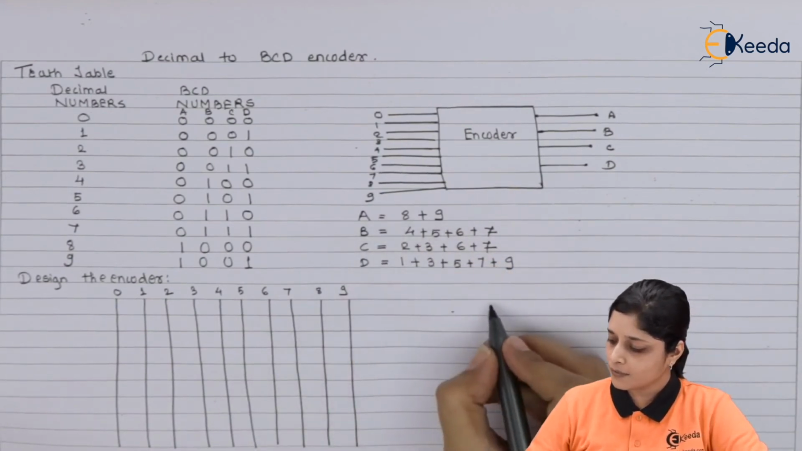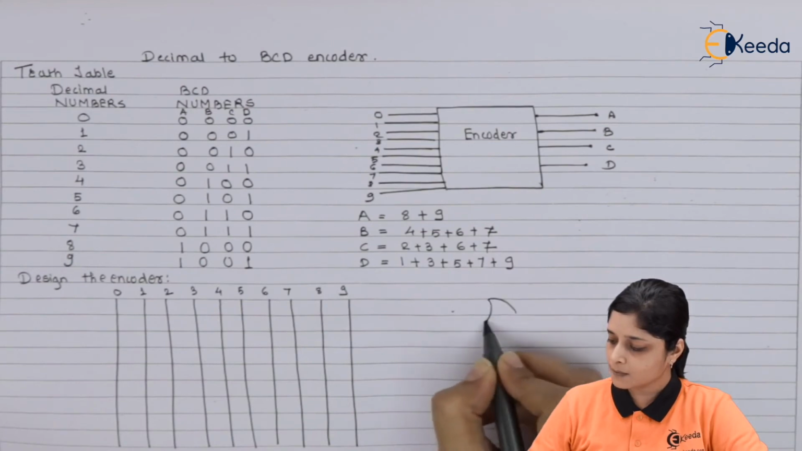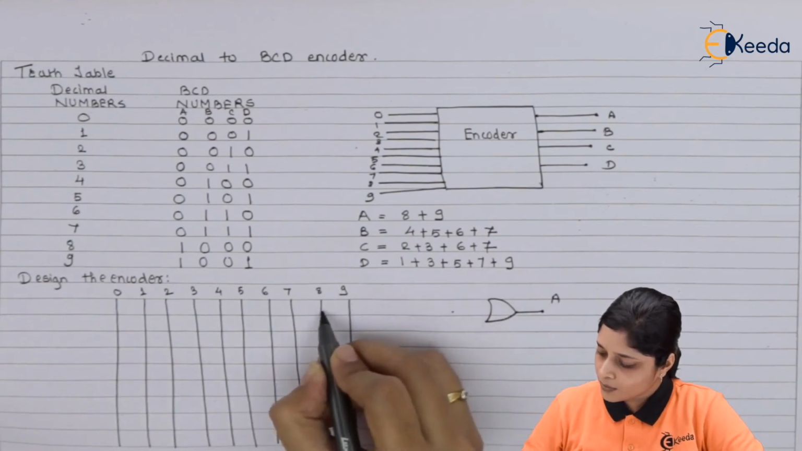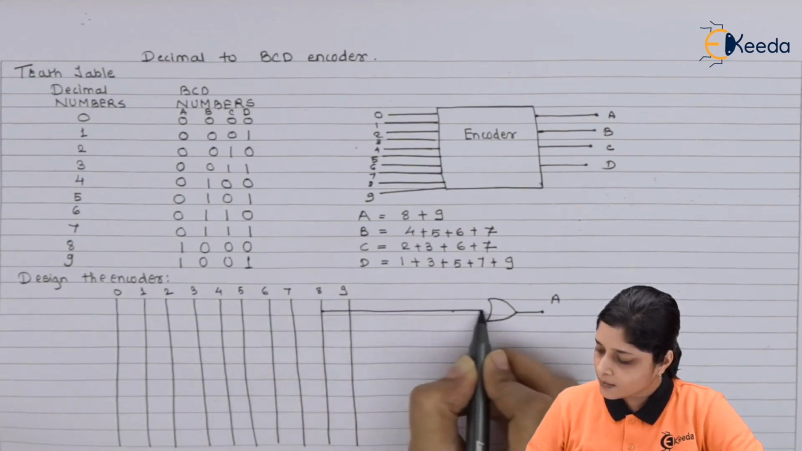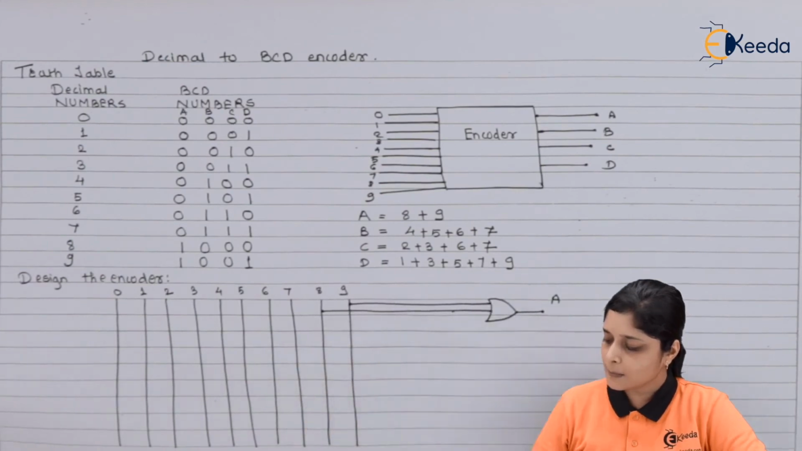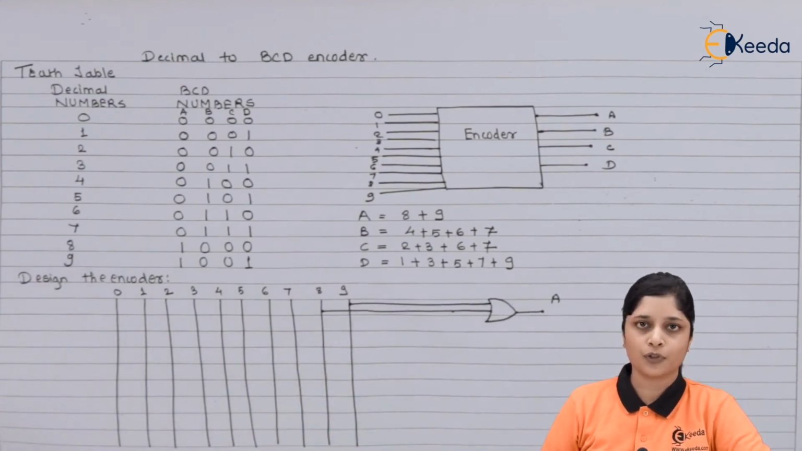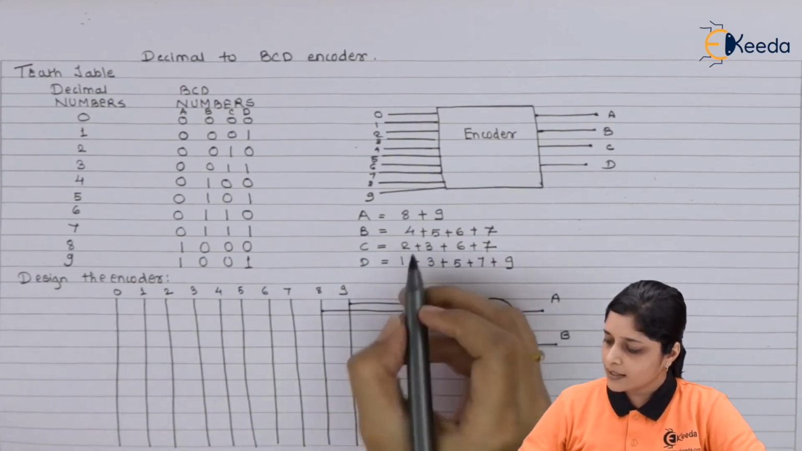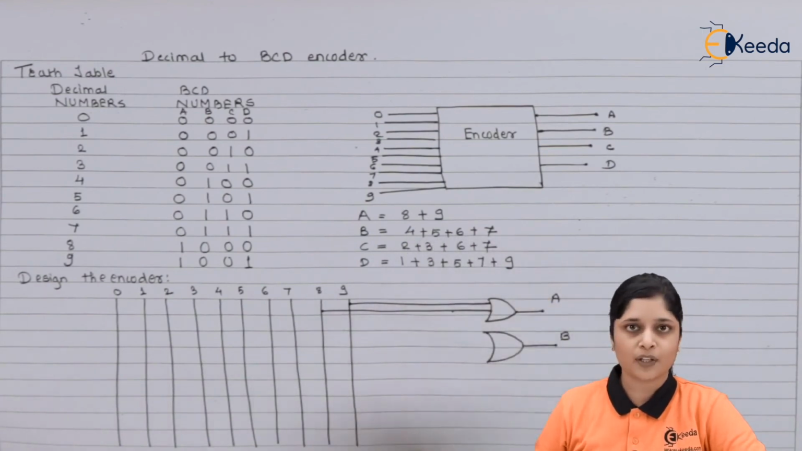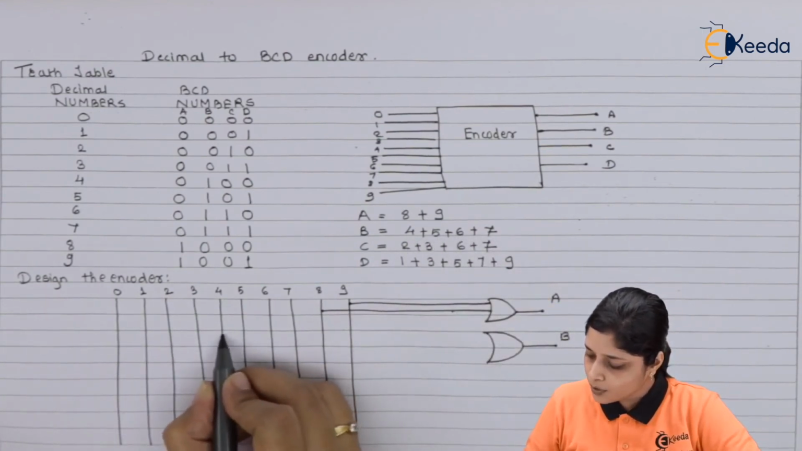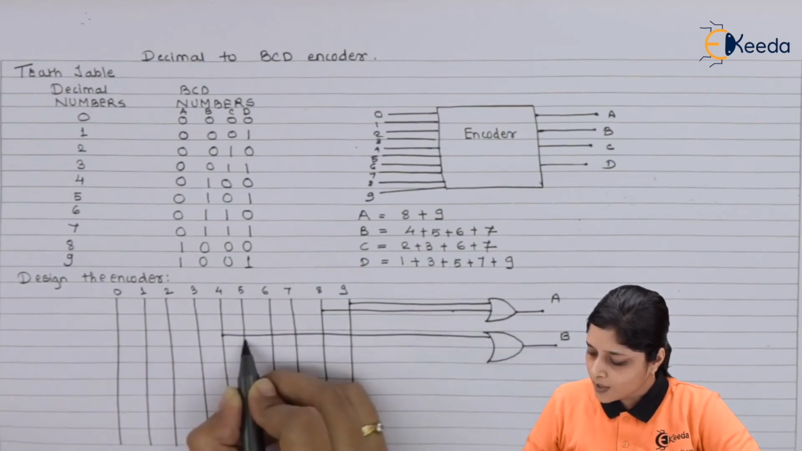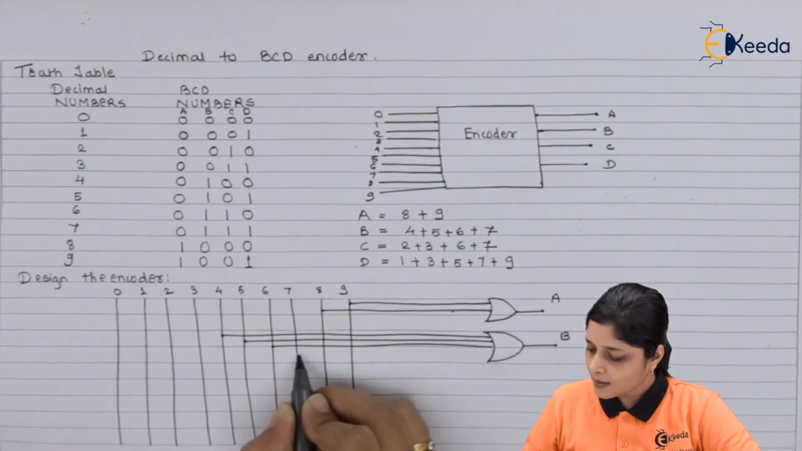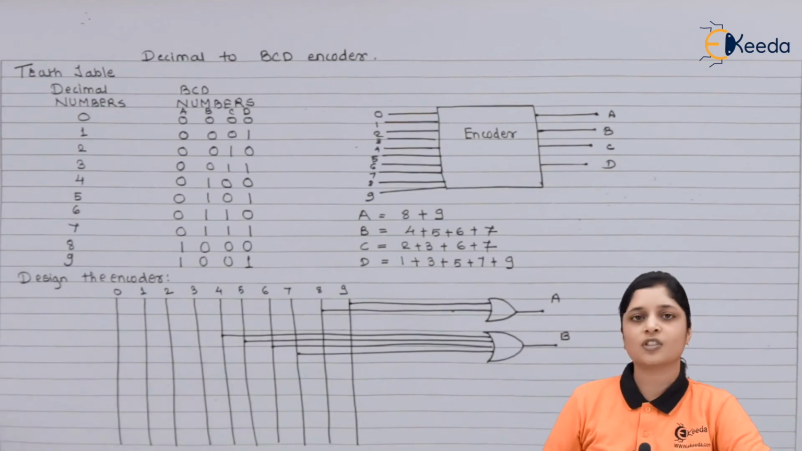So for A, we will draw OR gate. It is 8 plus 9. So you have to focus on this is 8 and plus 9. So in this way you have to make connections for the output A. Now for the output B, it is 4 plus 5 plus 6 plus 7. So we are going to focus on 4 plus 5 plus 6 and plus 7. So this is the connections for B.